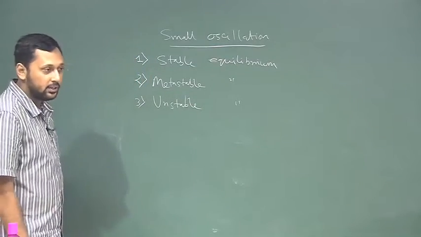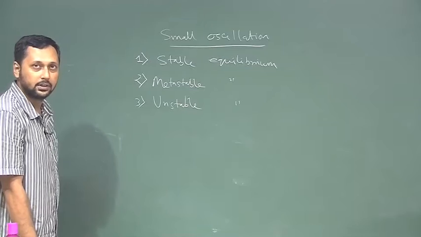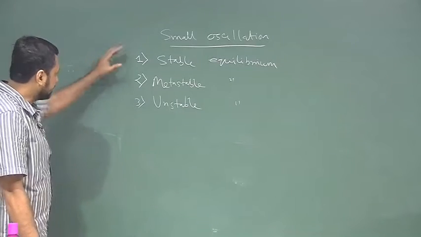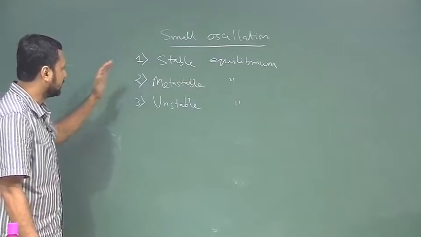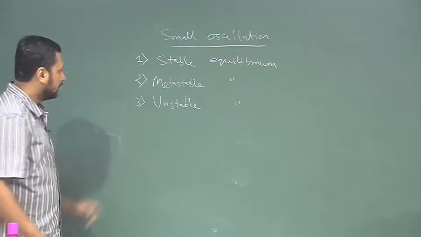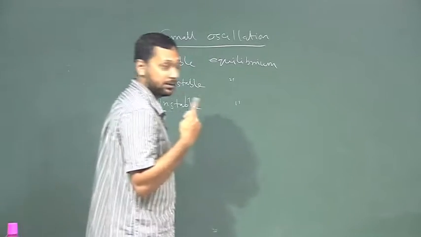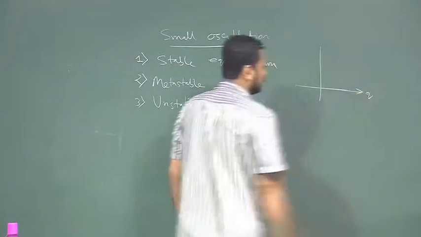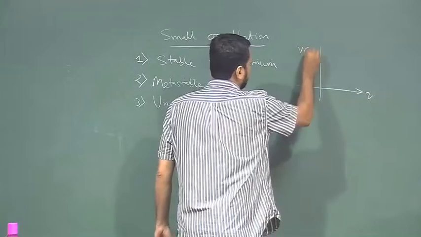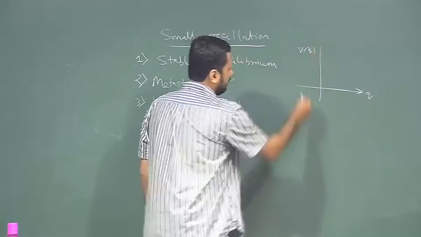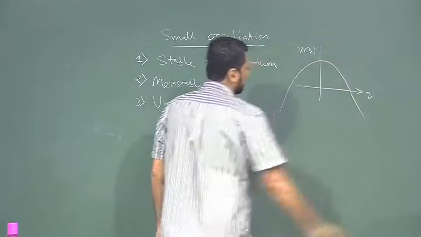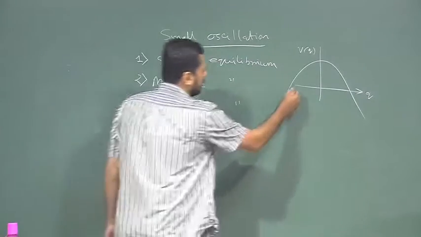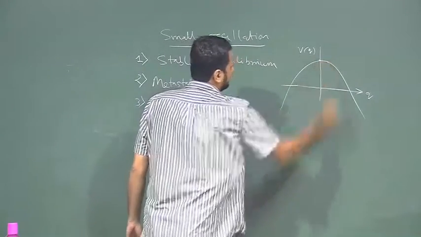Let us take a 1D potential function, and I will demonstrate. I will just give you an idea of what is stable, what is metastable, and what is unstable. So, 1D means there is only one parameter. Okay. So, let us say we have our parameter q and V of q. If V of q has this shape, okay, so we have a maxima here.